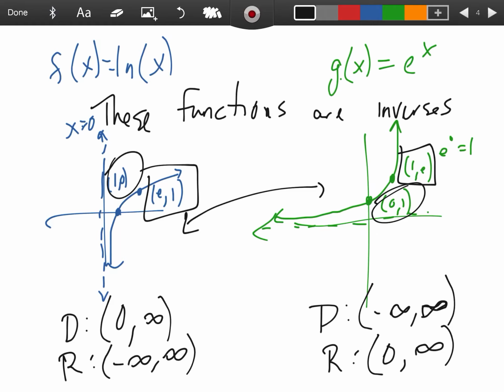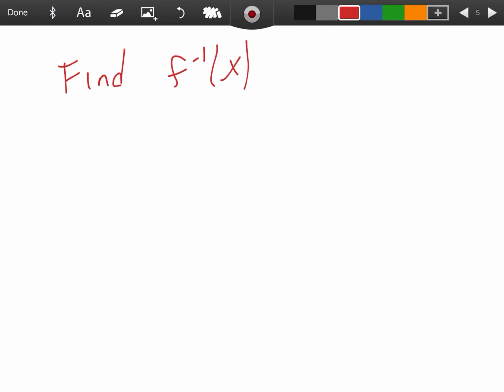All right, so we are going to do one more example problem. Let's just find the inverse. We are given that f of x is equal to 3e to the x minus 5, plus 6. And we want to find the inverse. Let's remember how we do that. We start off by switching our x and y, and then we just need to solve for y.